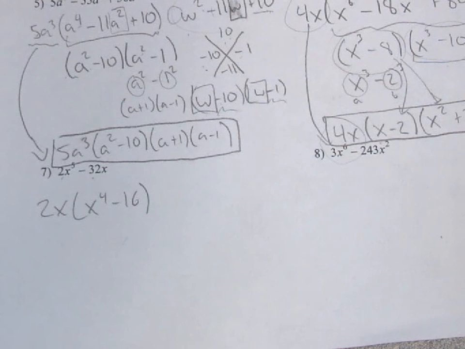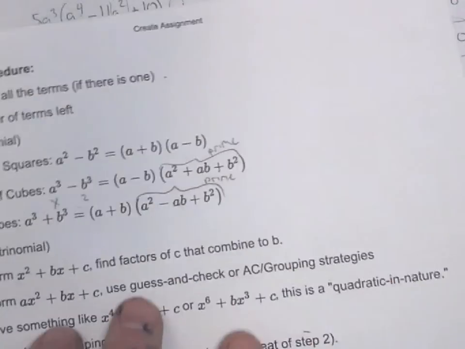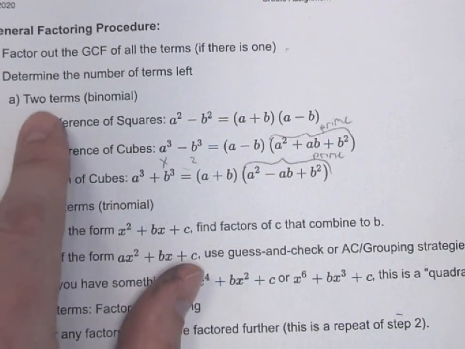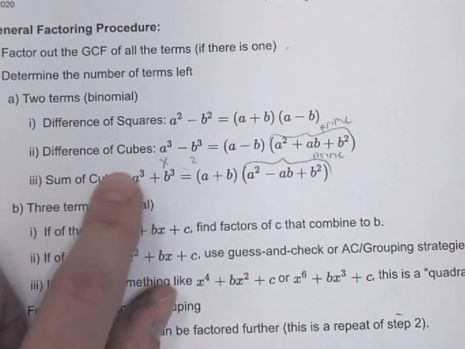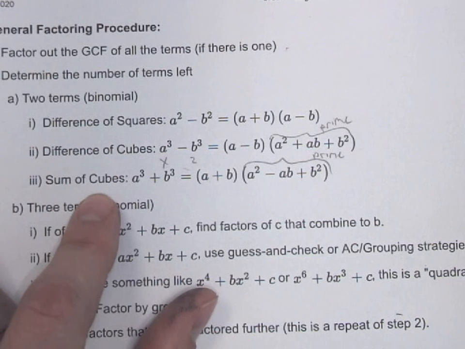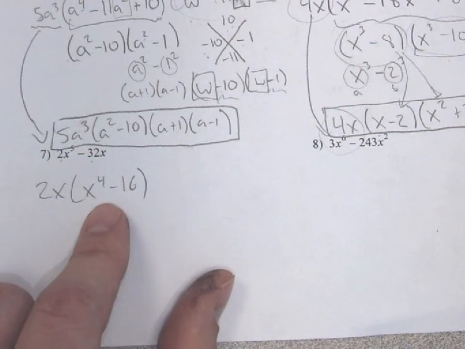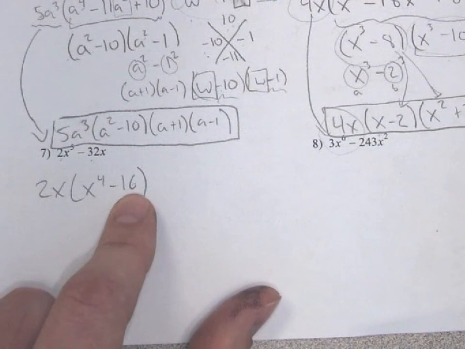Step 2 is look for how many terms you have, and I have 2. So determine how many terms. There's 2 terms. Okay, so that means I'm in binomial land. Is it a difference of squares? Is it a difference of cubes? Is it a sum of cubes? Well, it doesn't look like there's a squared or a cubed, but that's definitely 4 squared.